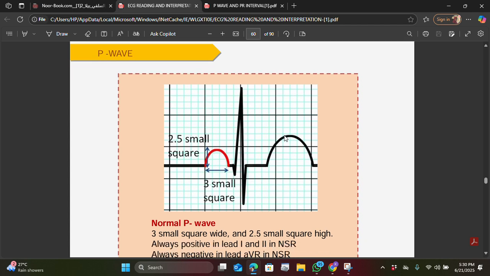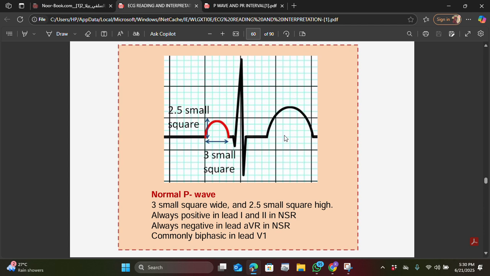So now, basically what you just need to know about this period. We're going to be talking about the durations of each of these waves and also the clinical correlation. If it's too wide, what does it mean? If it's too tall, what does it mean? If it's too short, what does it mean? And stuff like that.